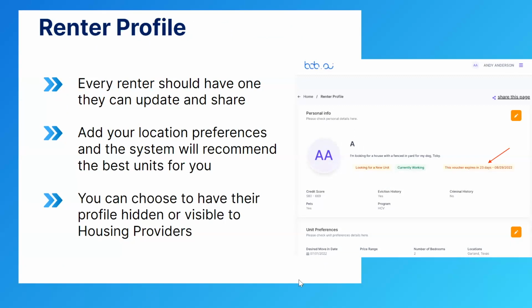Now, what is the renter profile? This is a public page that you can create, that you can share with any landlord or any property. They can see some details about your voucher and what you're interested in, such as your credit score or desired moving date, your location preferences, voucher size, and so on. And they can also see if you can actually afford their unit. And we'll show you all of that. And you can also decide if you want to have your contact information public or hidden.